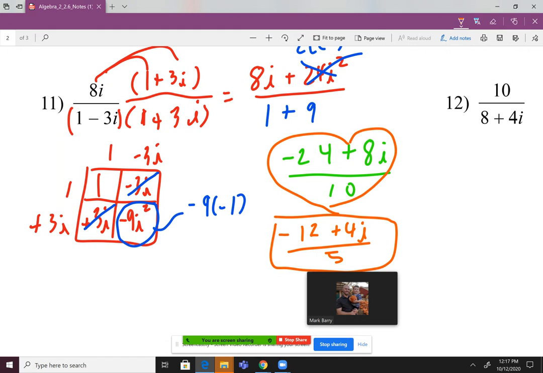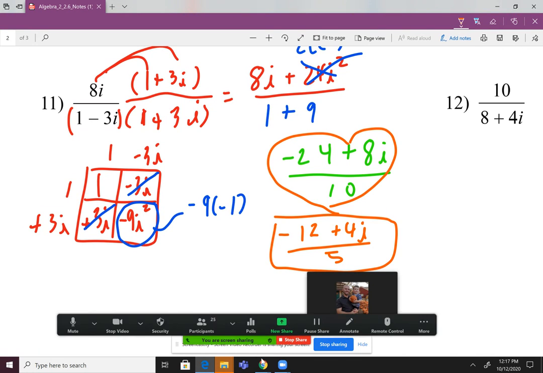I just took that negative 24 plus 8i over 10, and on a fraction, if you can divide everything in the fraction by the same number, you should always do that to reduce the fraction. If you can divide 2 of the numbers, but not the third one, don't do it. It's got to be all 3 or nothing. Got it? Okay.